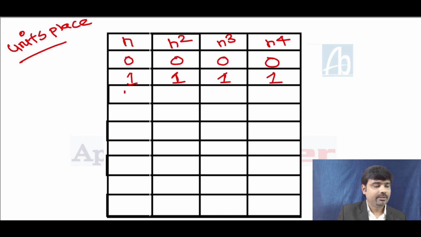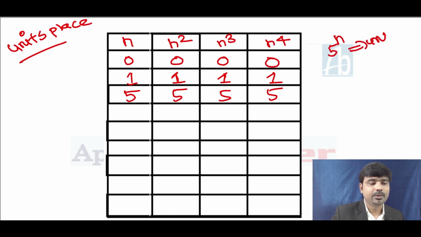Next, if I choose 5, 5 square has unit place 5, 5 cube unit place 5, 5 power 4 unit place also 5. 5 square is 25, unit place 5; 5 cube is 125, unit place 5; 5 power 4 is 625, unit place 5. Simply we can say 5 power n has units place 5, where n is a natural number.